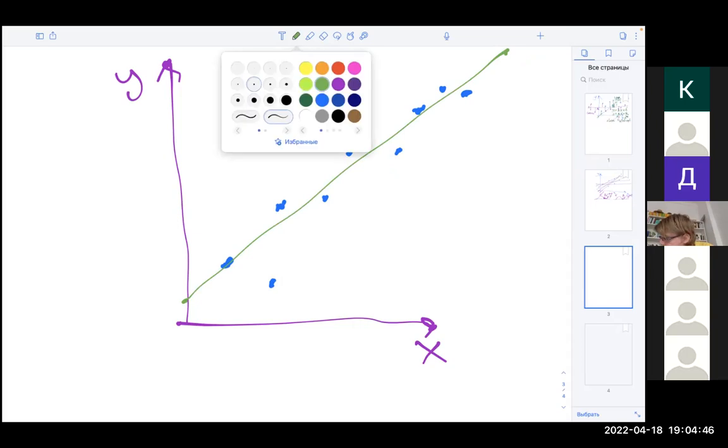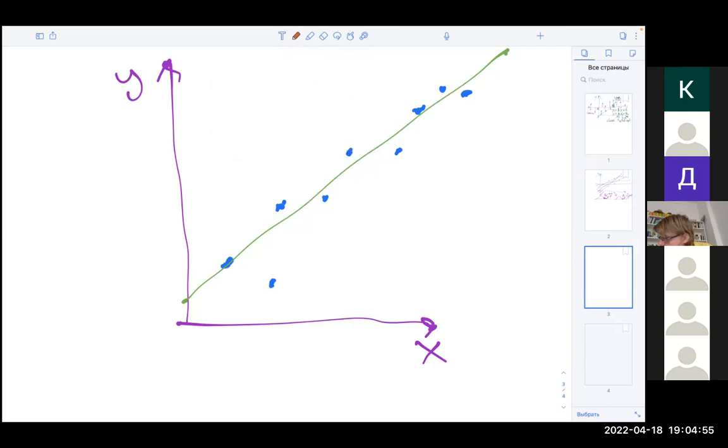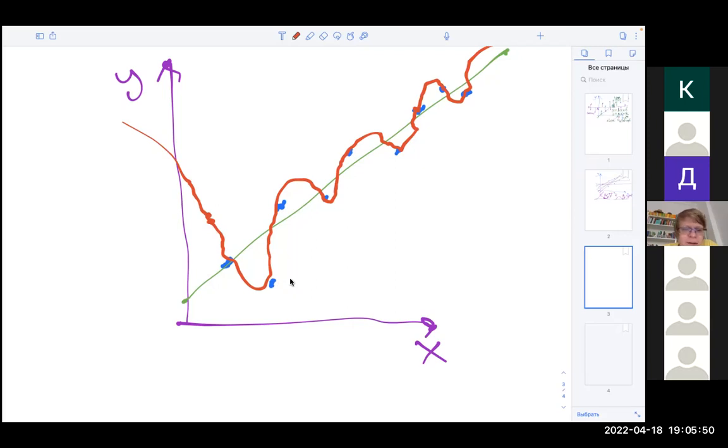But what if you actually draw a more complicated line? Let's choose a color. This one. Imagine you draw something like that. It will not be linear regression, but you definitely can get this line with a multiple linear regression. You just need to add squares, third degree, fourth degree coefficients to your model. In this case, you will get a model that fits the data even better than the straight line.